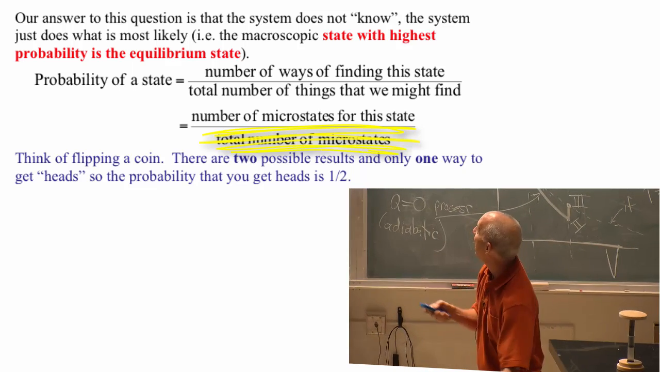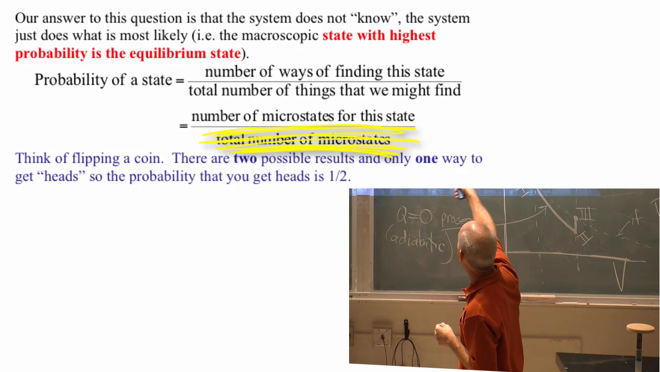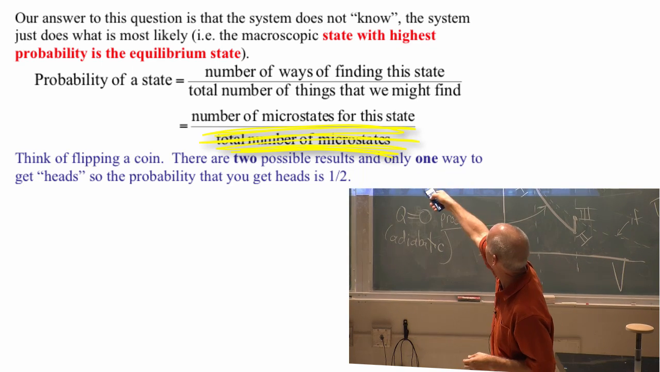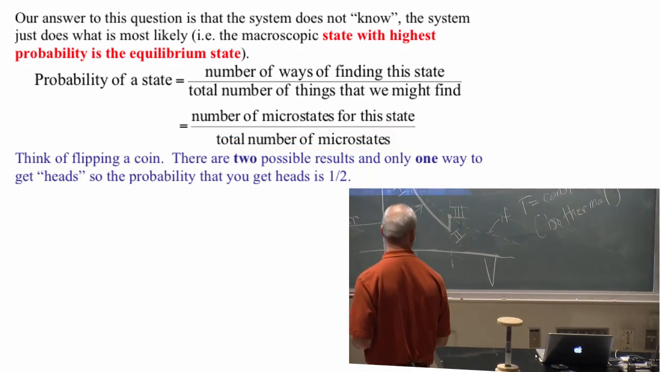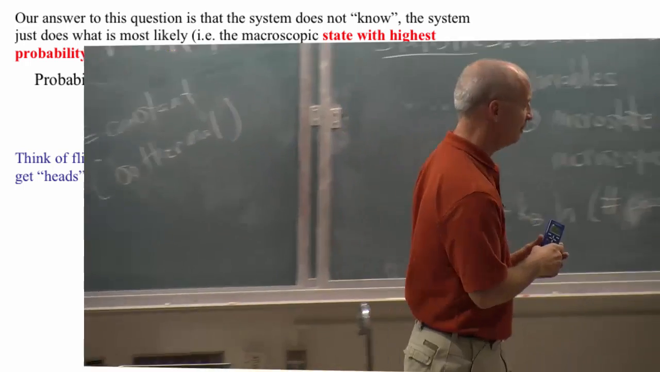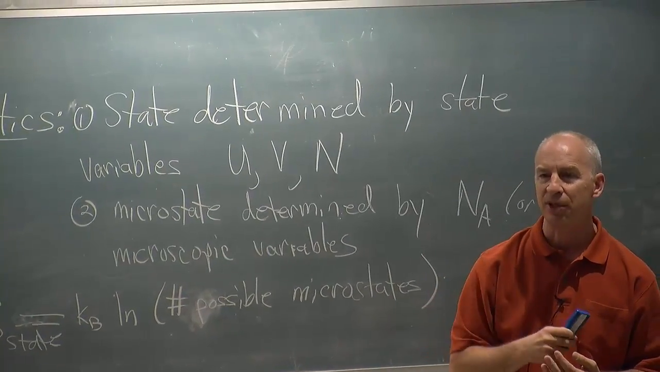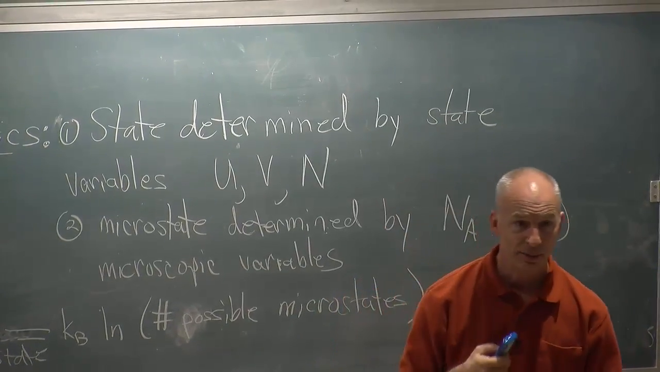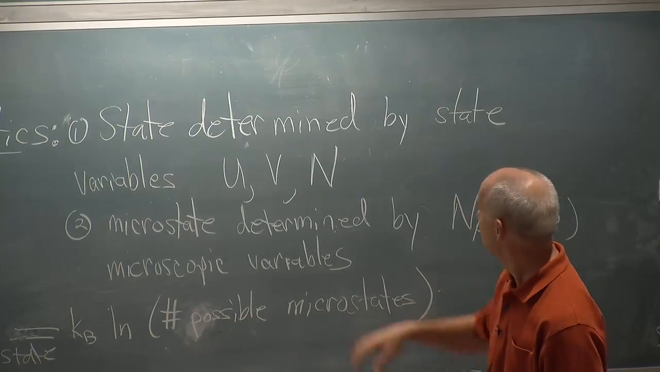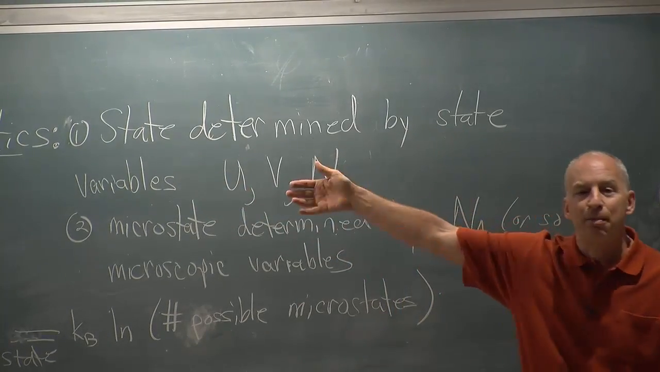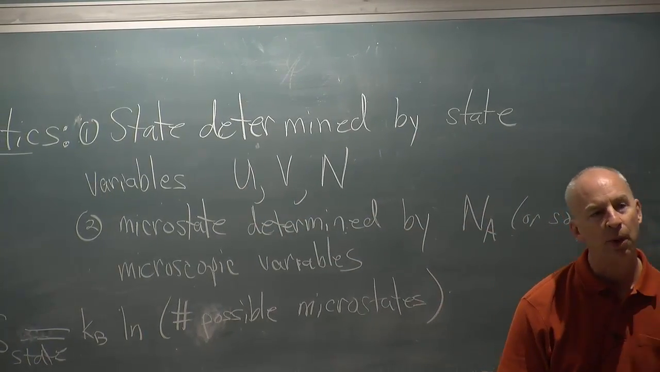Another way of phrasing that is in terms of microstates. The number of ways of getting a particular state, we're going to call that the number of microstates. So let me tell you what I mean by that. When I say state, we've been talking about states of a system, equilibrium state. I could have said, and maybe should have said at the time, equilibrium macrostate. We have states determined by these macroscopic variables. The total energy, the volume, the number of particles.